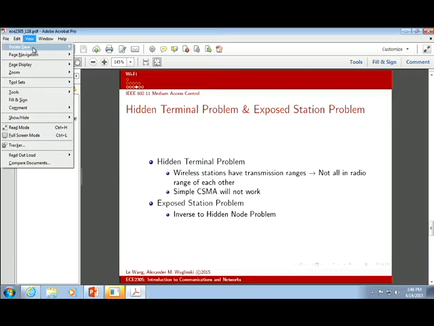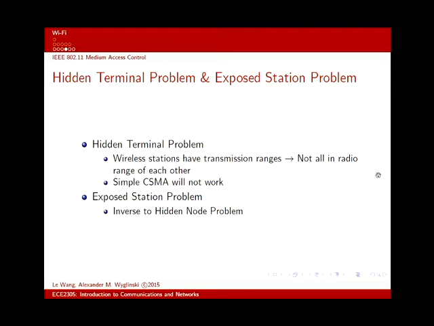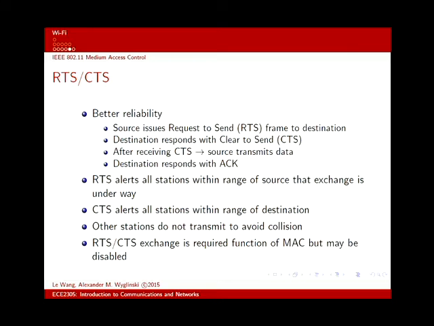They don't know, so they're essentially jamming the access point. Then we have the other case, the exposed station problem, which is the total opposite of the hidden node problem. Everything's in range of each other, and that too can be problematic. Okay, so just wrapping up.